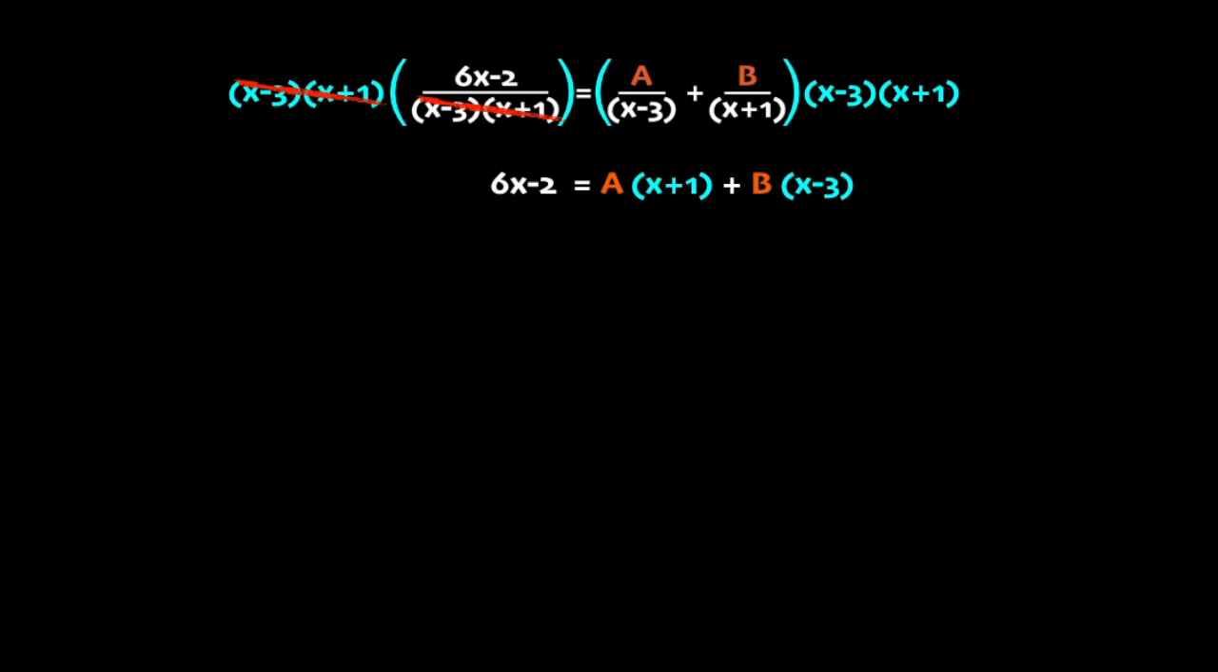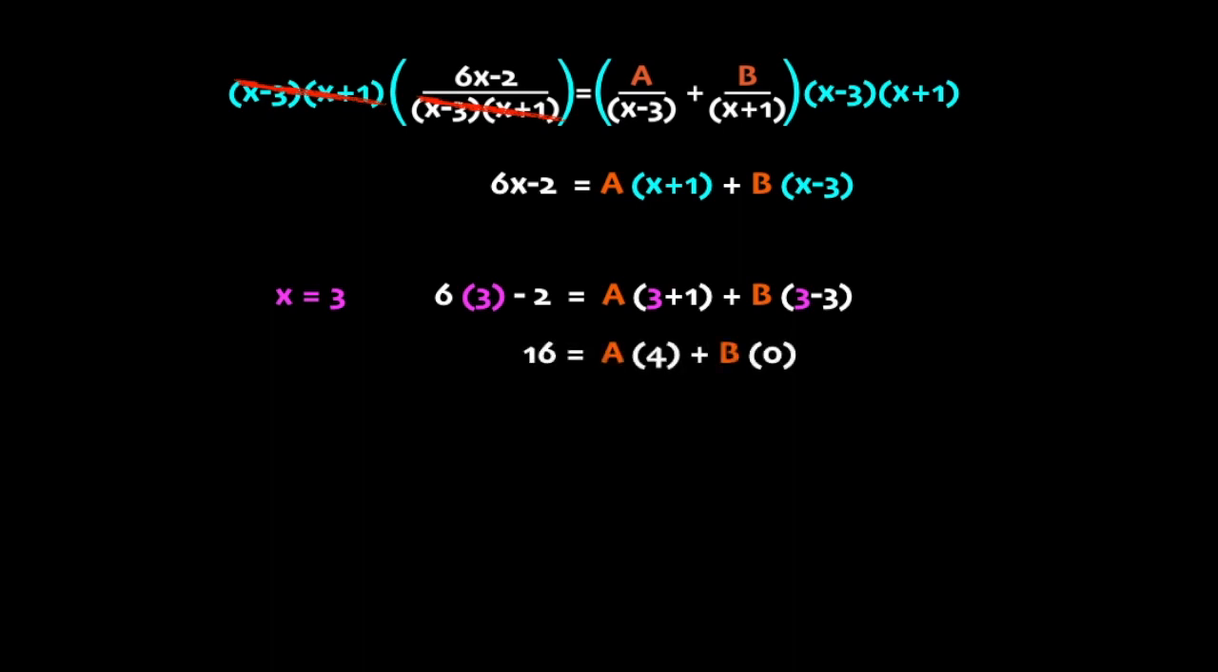So in order to find our value for a, we need to plug in our second value for x, which is positive 3. So just like before, that's going to eliminate one of our constants. And so now we're going to get 4a equals 16, and so a equals 4.